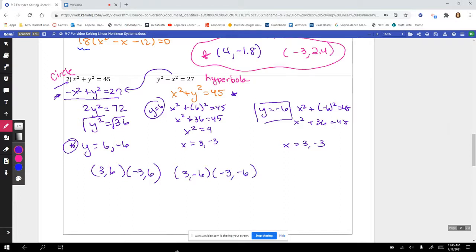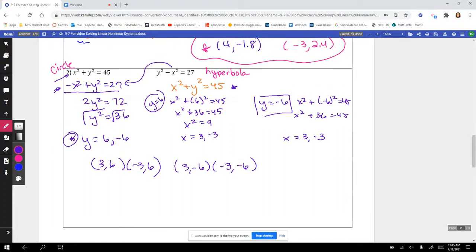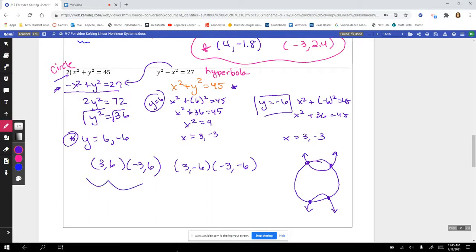So in this case, the circle and the hyperbola are going to intersect in 4 spots. Let's do again, quick sketch. If that's my circle, a little bumpy there. My hyperbola is going to touch 2 times here and 2 times there, for a total of 4 times. Where do they intersect? These 4 points.